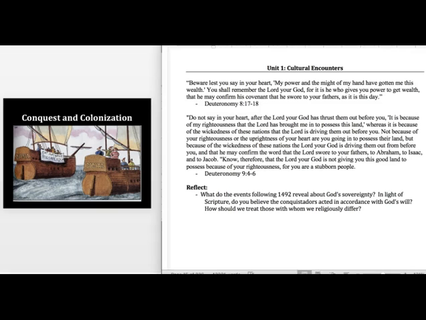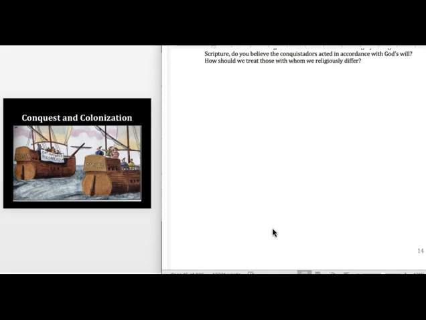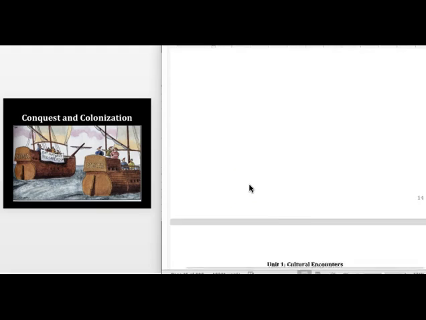Okay, now I'm going to show you the unit view. I mentioned in a previous video that this year I'm giving the students bigger reflection questions that really get to the heart of what we're studying. The big unit question for Unit 1 has scripture, since I teach at a Christian school: how should we treat those with whom we religiously differ? This question is applicable today, and we can use the history of the conquest and colonization of the New World to really attack and debate it. So I have a reflection page there, and we'll open the unit with that.